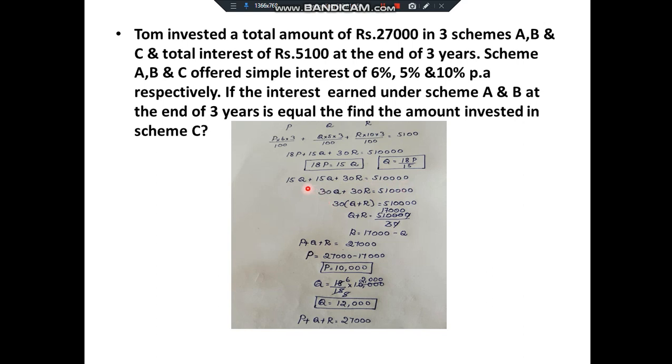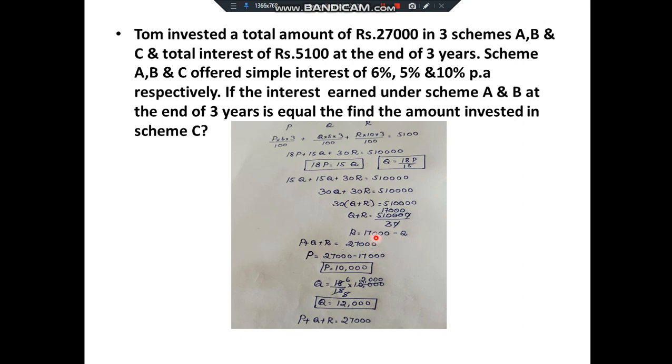Okay, so 15Q plus 15Q is 30Q plus 30R is equal to 5100. So 30 you can take it as common. So Q plus R is equal to 5100 by 30, you get the value as 17,000. Okay, Q plus R is equal to 17,000. Now you know the value of R and the value of Q you know. So you can substitute the value of Q here. Okay, 17,000 minus 18 by 15. Okay, either here you can do, if you do it here you will have to take the LCM out.